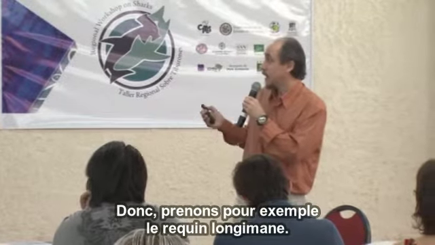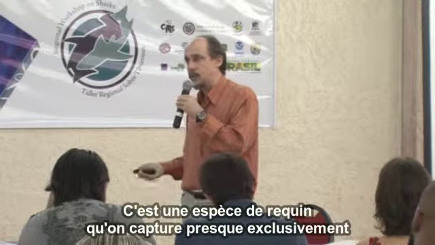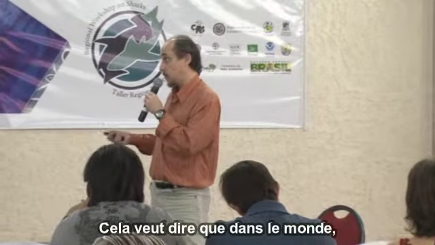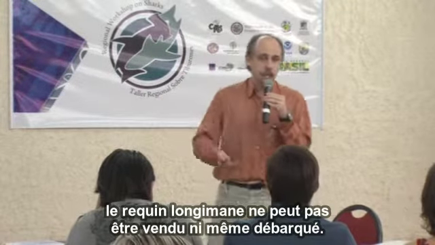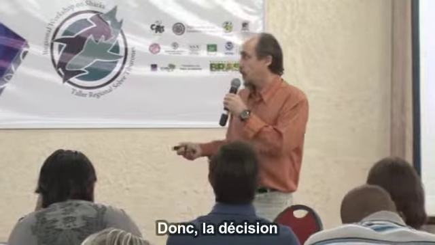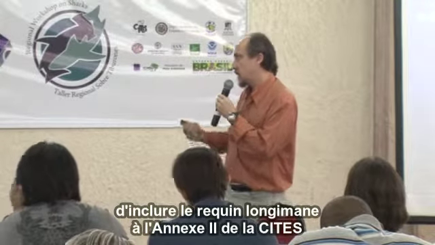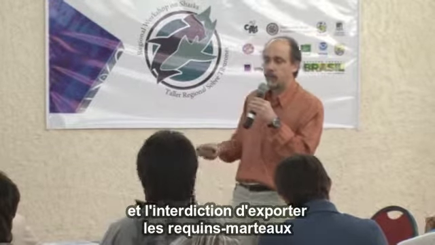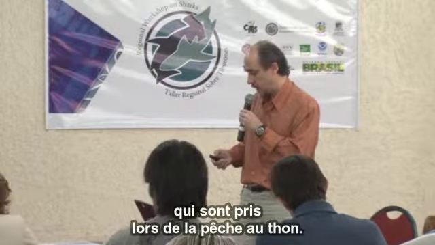Sorry, translators, interpreters. Anyway, so, for example, the oceanic white tip shark, the catch, the retaining on board, not the catch, but the retaining on board, the landing, the selling of the oceanic white tip shark has been prohibited by almost all regional fisheries management organizations that manage tunas. And this shark species is almost exclusively caught in conjunction with tuna fisheries. So, meaning that around the world, the oceanic white tip cannot be sold, cannot even be landed. So the inclusion of the oceanic white tip in Appendix 2 of CITES will, of course, help to enforce not only that measure with regard to the oceanic white tip, but other measures, like in the case of ICCAT, the prohibition of export of hammerhead sharks that are caught in conjunction with tuna fisheries.